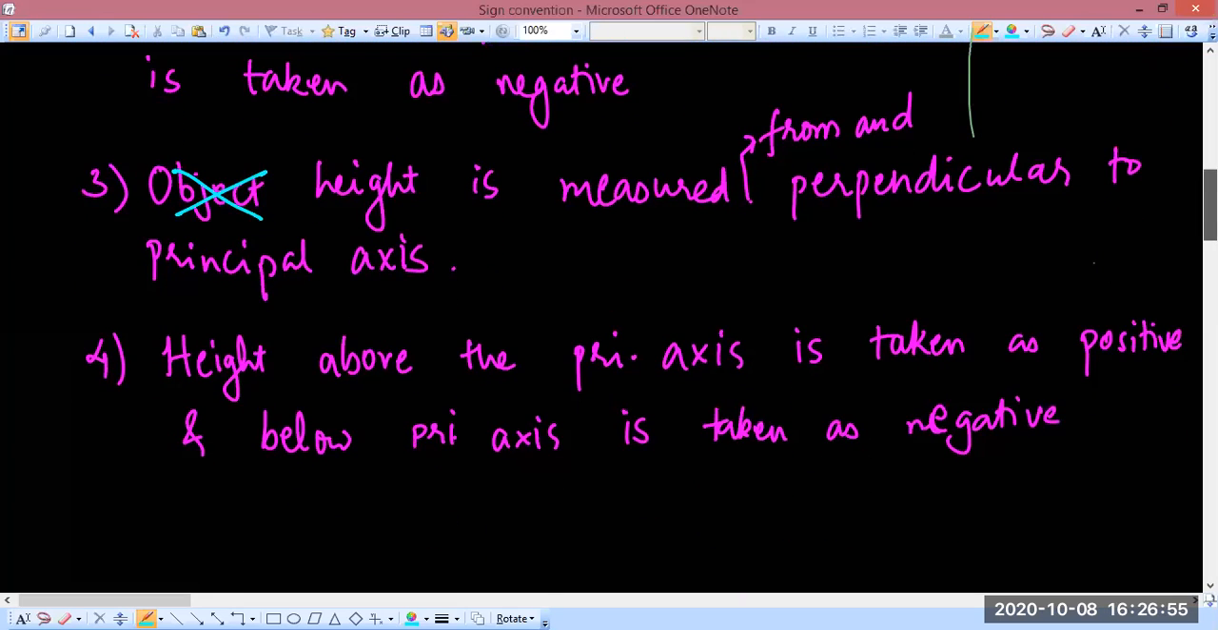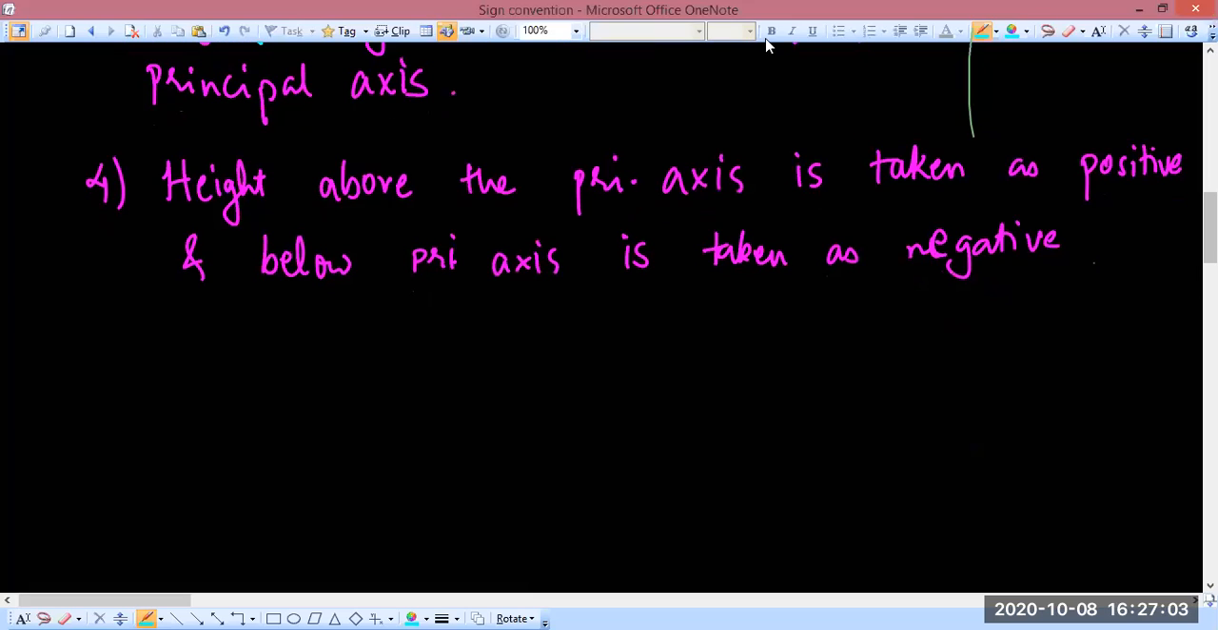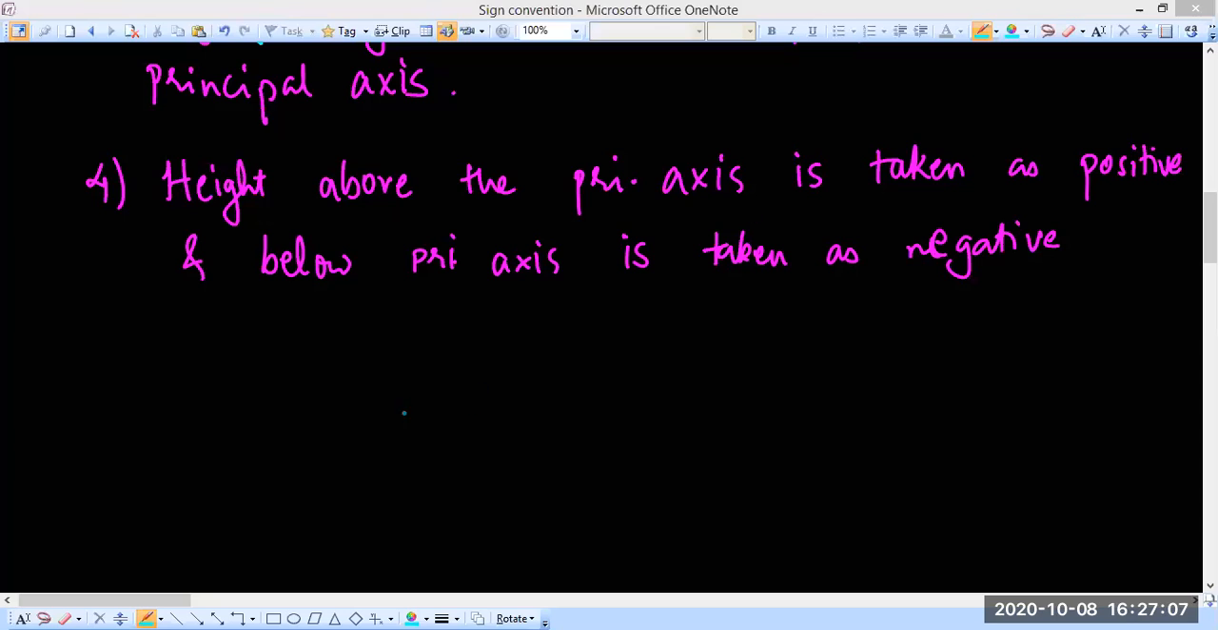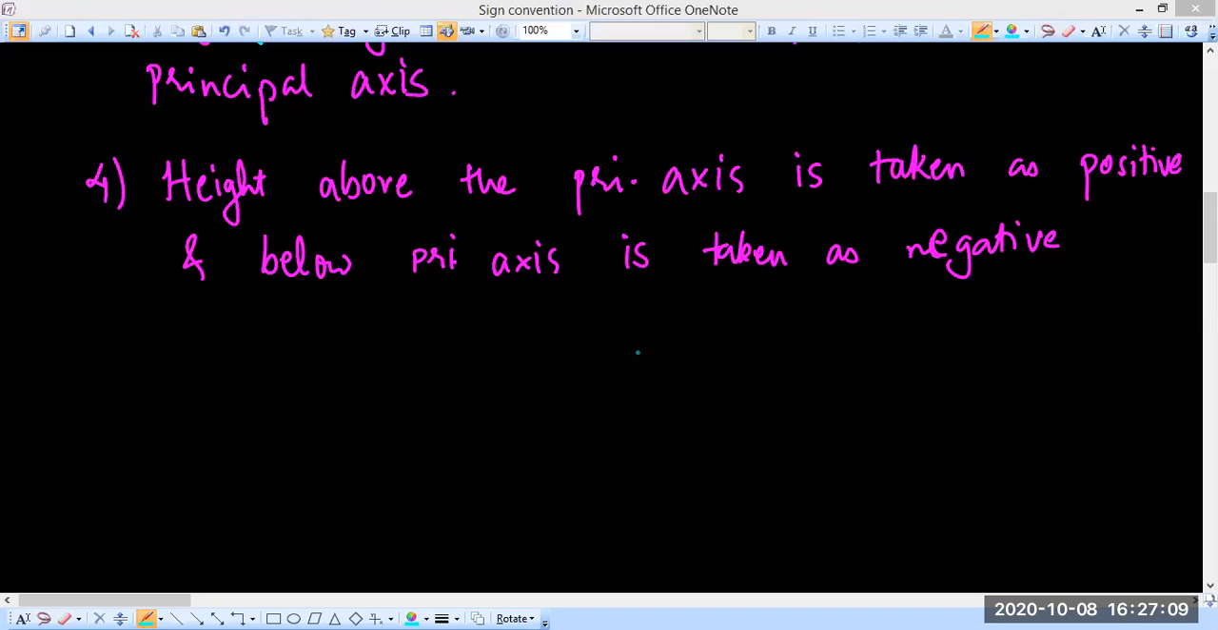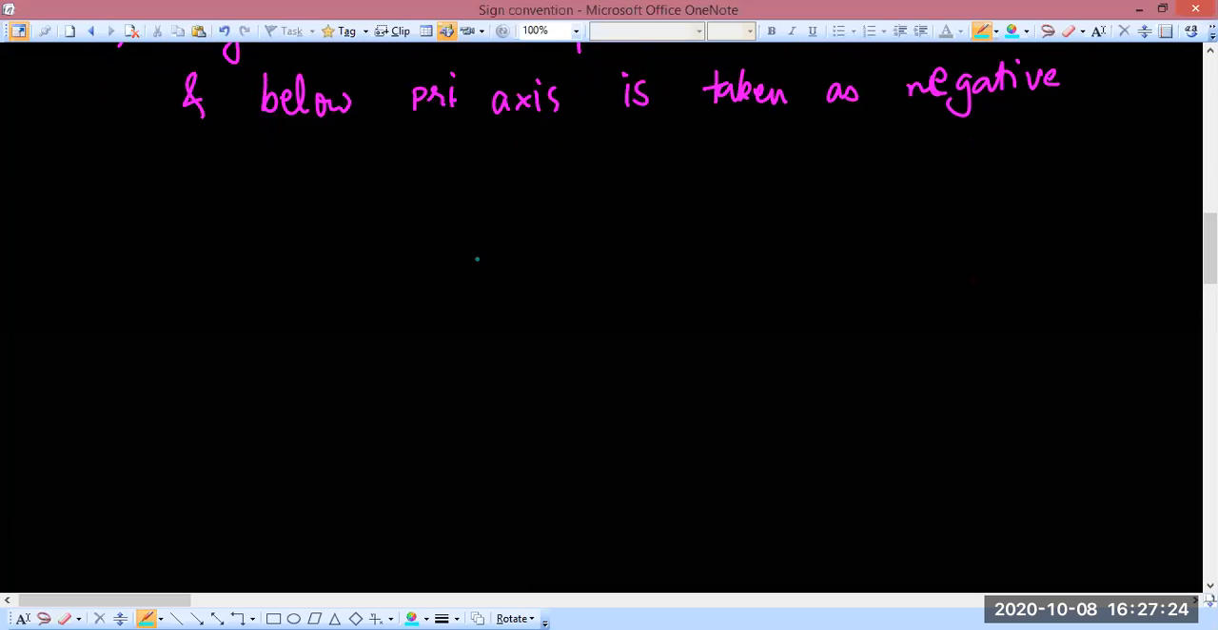Now these 4 rules are fine, but there is a lot more to understand here. Okay, there is a lot more to understand, right? So let's talk about that. See, what is pole, what is principal axis? If you don't remember 10th, take a proper look.